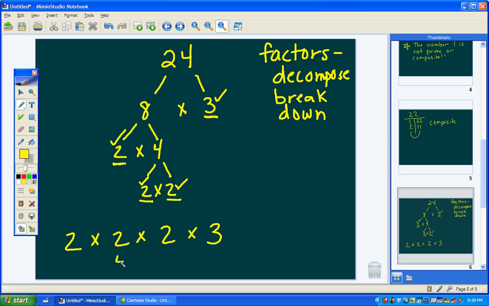2 times 2 is 4. 4 times 2 is 8. 8 times 3 is 24. So this is my prime factorization for the number 24. I could have got at it a different way. I could have done 6 times 4. It doesn't matter as long as I ended up with these 4 prime factors. Prime factors together in a multiplication problem create a prime factorization.